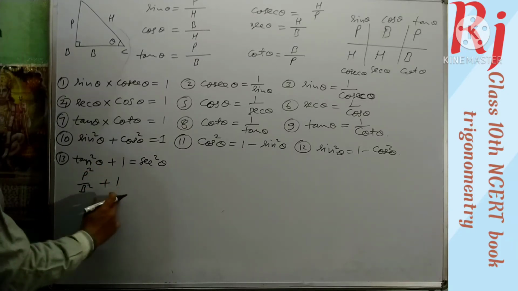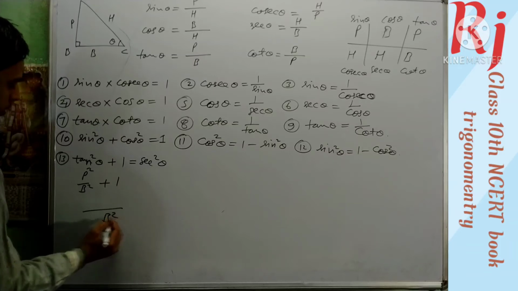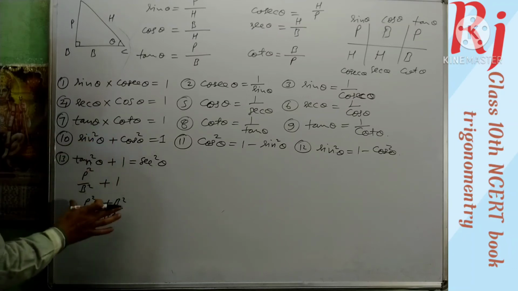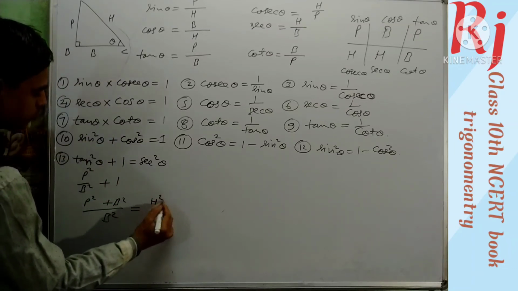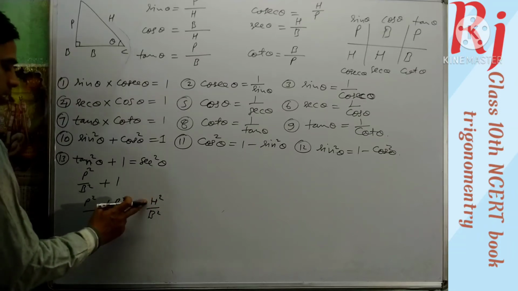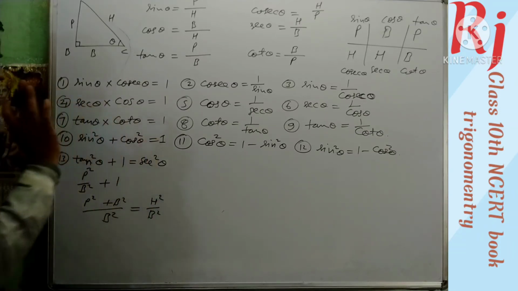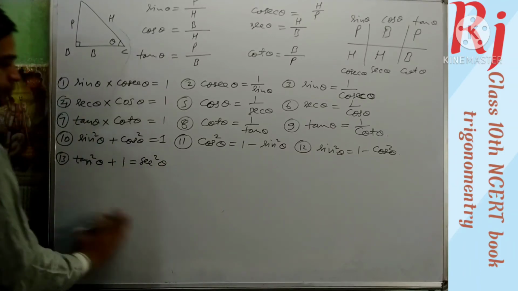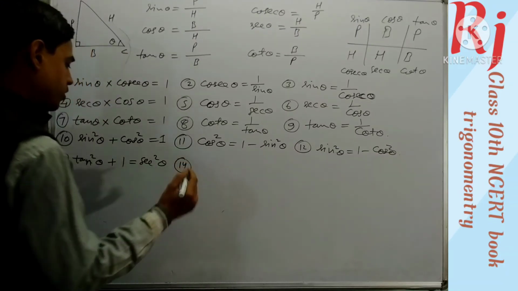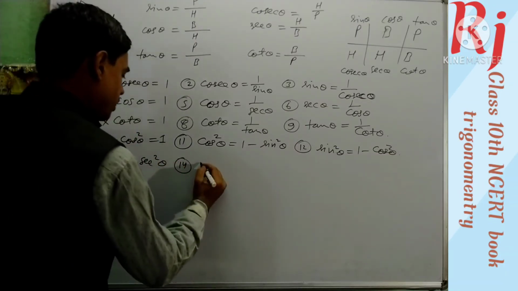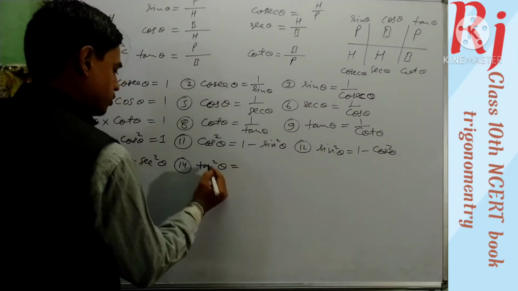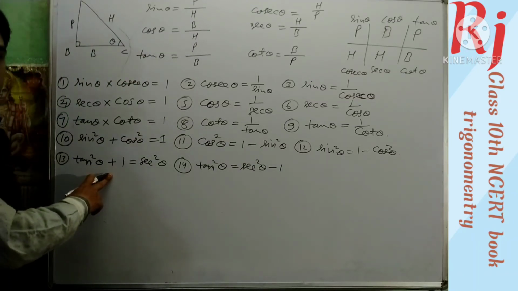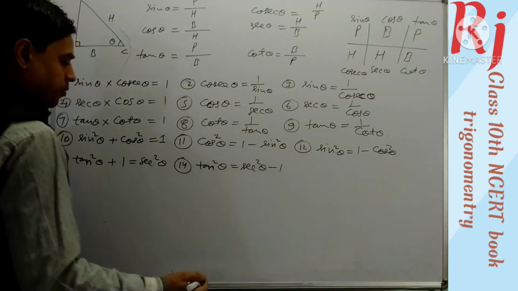Now 1. If I take the LCM, then what will happen here? Base square plus perpendicular square, over base square. Now by the Pythagoras theorem, it becomes h square upon base square. So hypotenuse upon base equals sec square theta. Okay, so now I have proved the 13th formula. Next, now I will write the 14th formula. According to the 14th formula, tan square theta equals sec square theta minus 1. It was positive, after transposing it becomes negative.